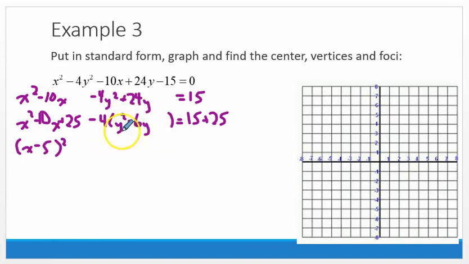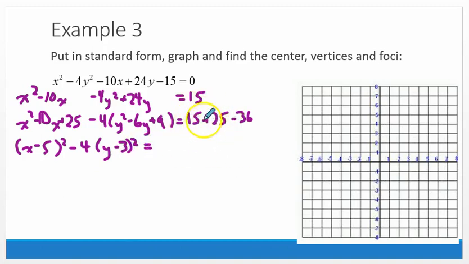This other part will be a little bit trickier because if I take half of the middle number, I get -3, square it, you get 9. But what you have to remember is we didn't actually add 9, we actually added -4 times 9. So I'm actually going to subtract 36 from this other side of the equation to keep that balance of subtracting a bigger number on this side as well. And now this will factor down as -4 times y minus 3 squared.